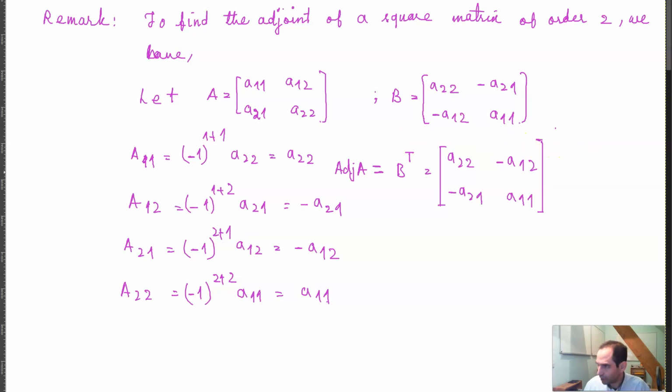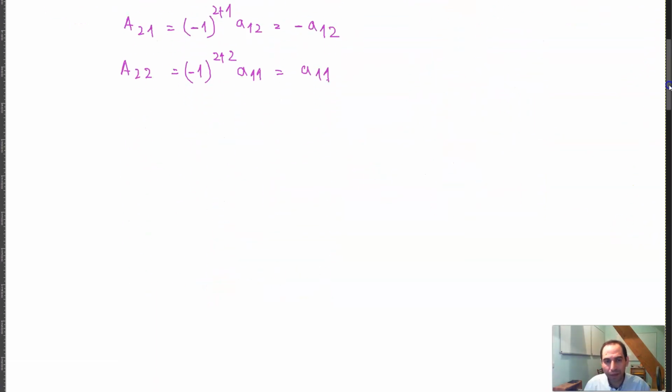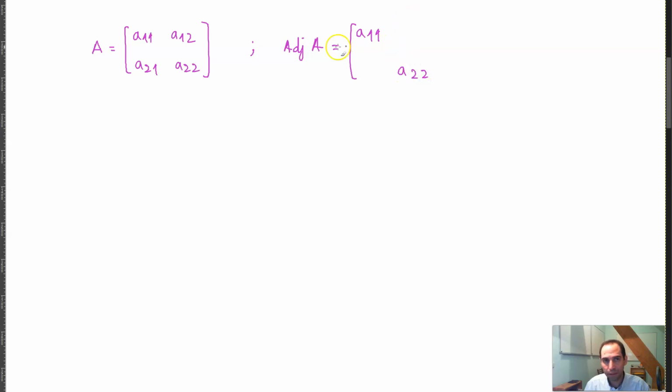They have written it this way, meaning that if A is equal to the matrix A of 1 1, A of 1 2, A of 2 1, and A of 2 2, the adjoint of A is the same thing as basically the same elements if I write them in the same order: A of 1 1, A of 2 2, and A of 1 2, and A of 2 1.